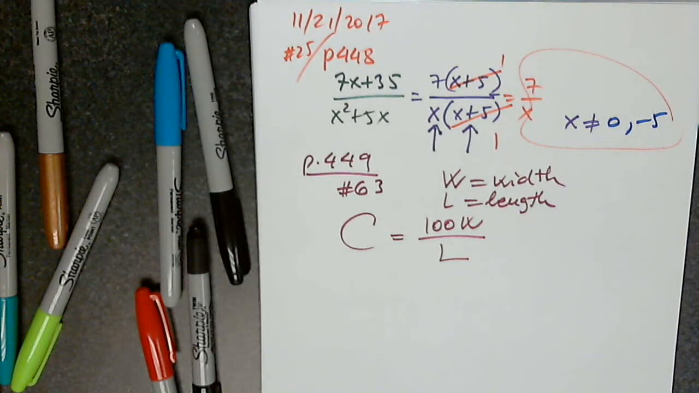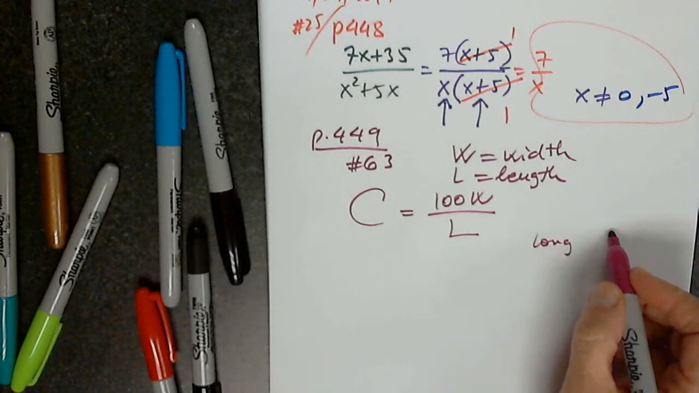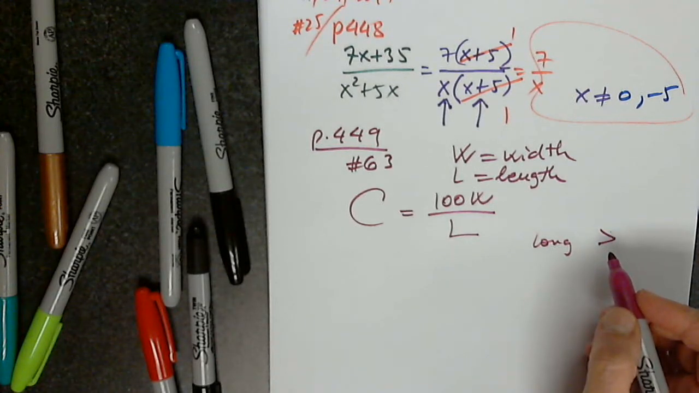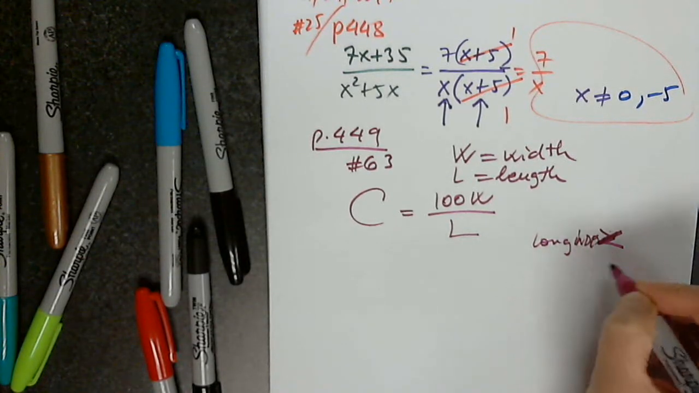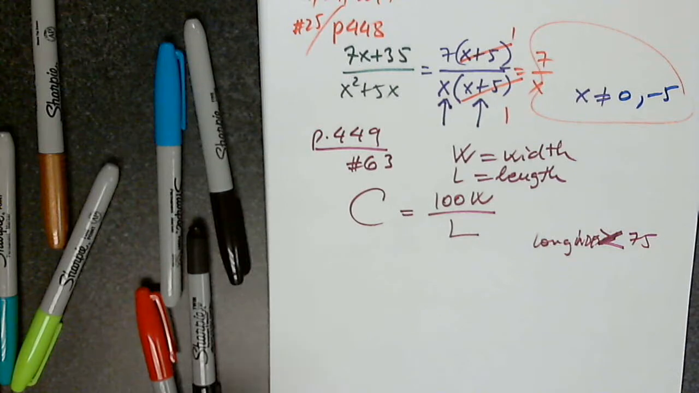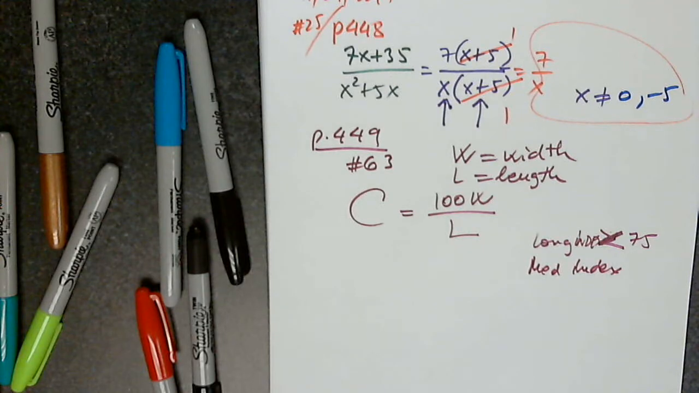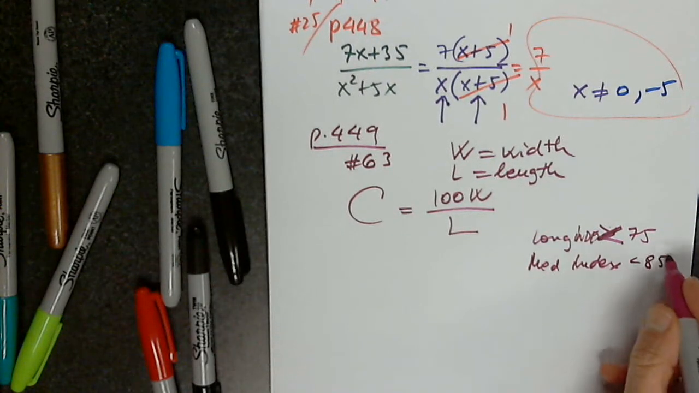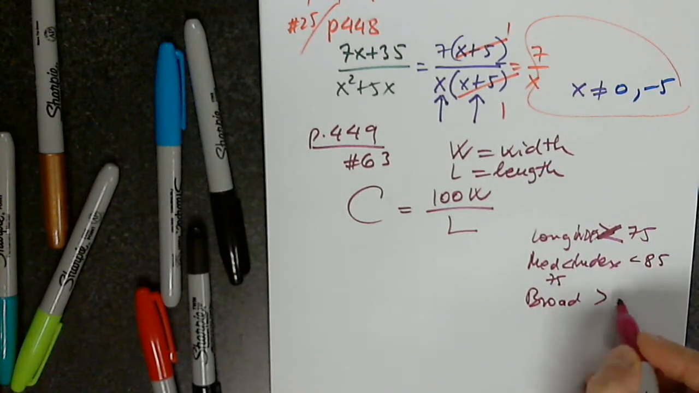A long skull has an index value less than 75. A medium skull has an index value between 75 and 85. And the broad skull has an index value over 85.